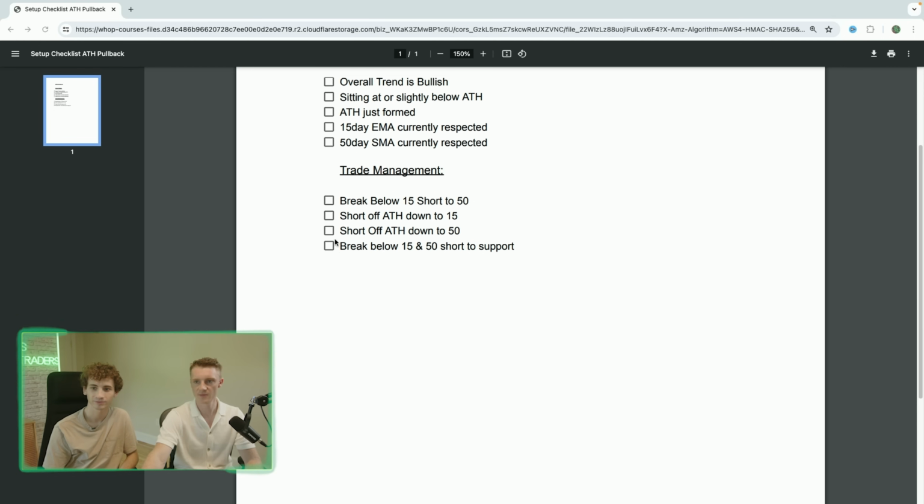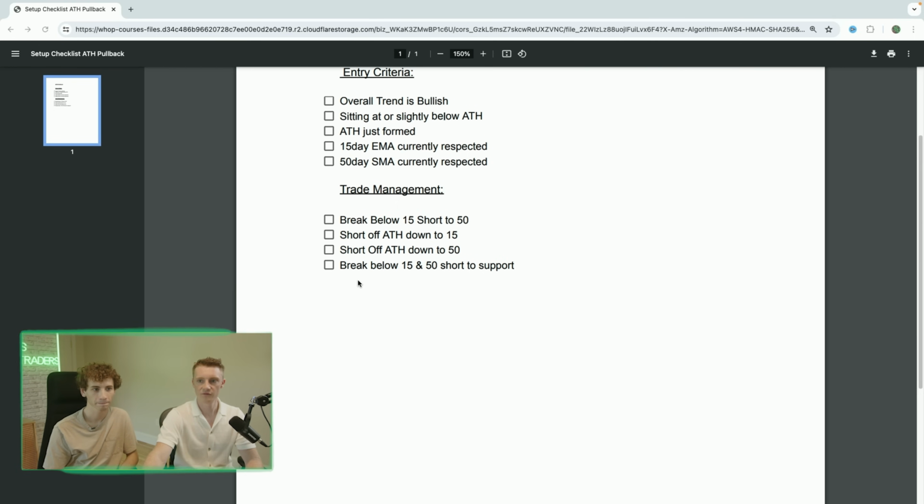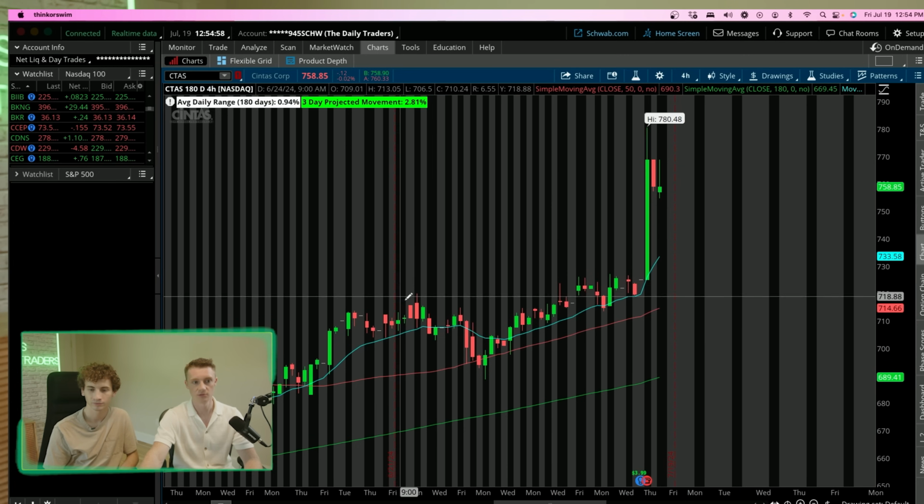Okay, let's move on to trade management. We have 4 different options to trade this chart. We can essentially trade a break below the 15-day EMA and short to the 50. We can short off the all-time high down to the 15. We can short off the all-time high down to the 50, or we can play a break below the 15 and 50 and short to an area of support.